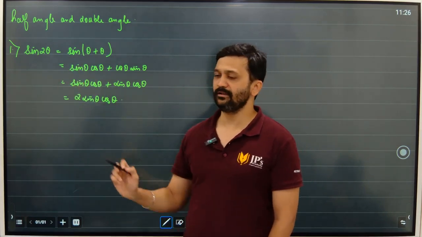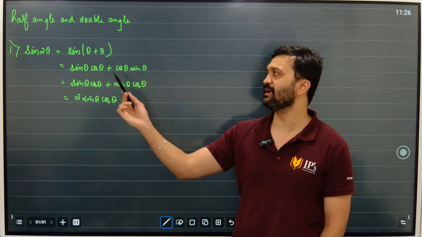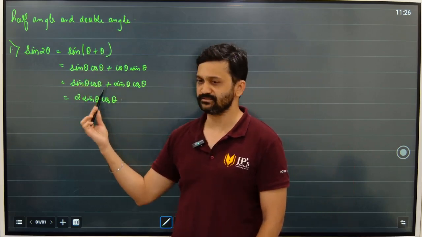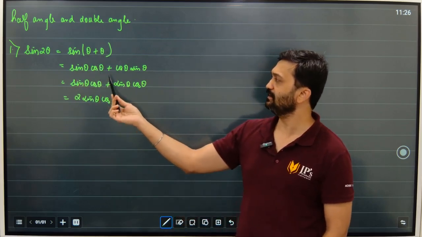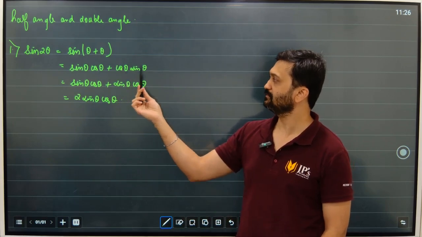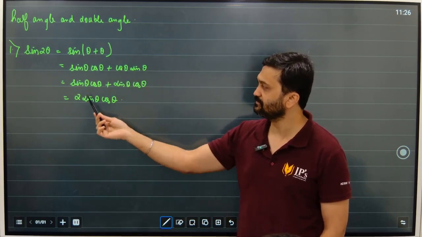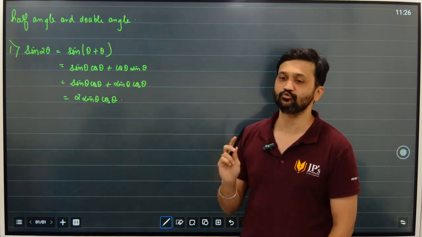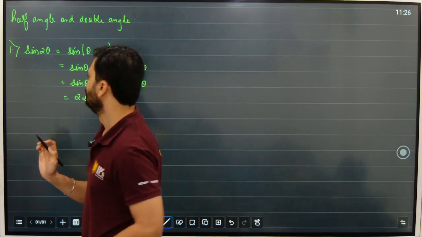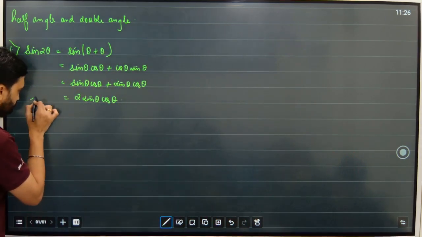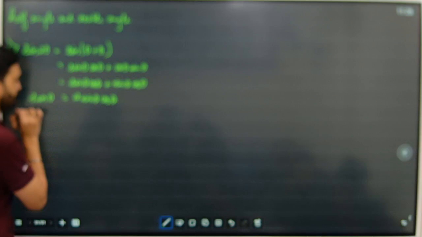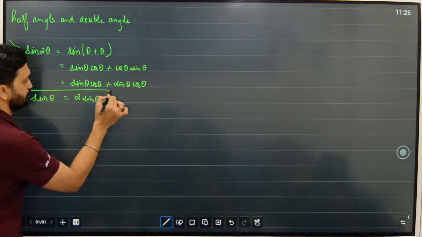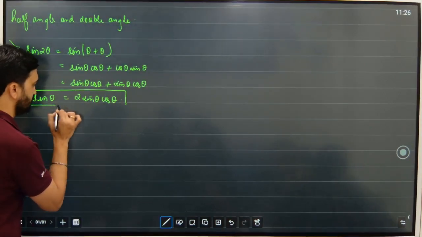And how did we derive sine 2 theta? I took sine 2 theta as sine theta plus theta, which is sine theta cos theta plus cos theta sine theta, which gives rise to sine theta cos theta plus sine theta cos theta, which gives rise to 2 sine theta cos theta. This is the first formula of sine 2 theta. We'll be writing this. Everyone please pay attention.